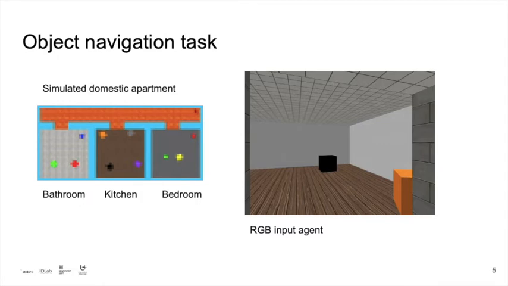The task we consider in this paper is the task of object navigation, finding objects in an environment. For this paper, we created a simulated domestic apartment consisting of three different rooms, and in each room there are a few objects represented by cubes. As stated, the agent receives an RGB input of a 3D rendering of the environment in its current position.